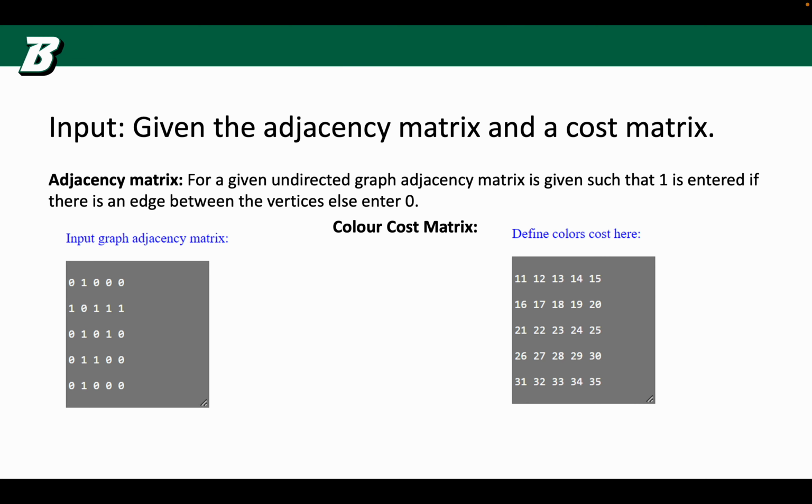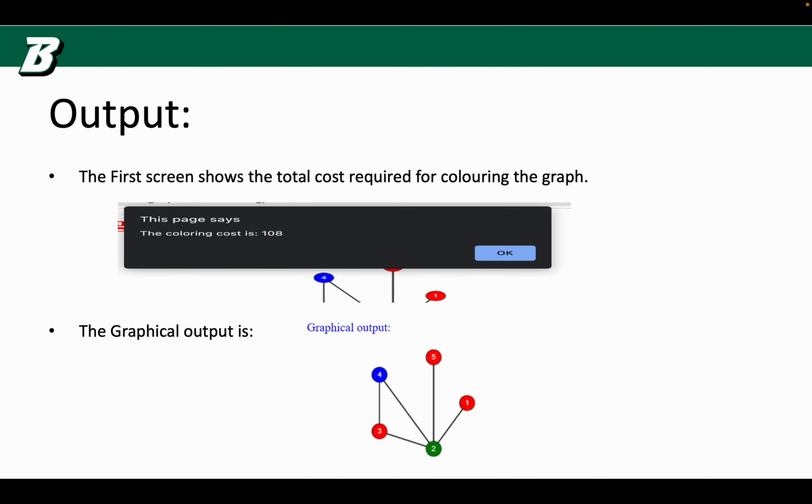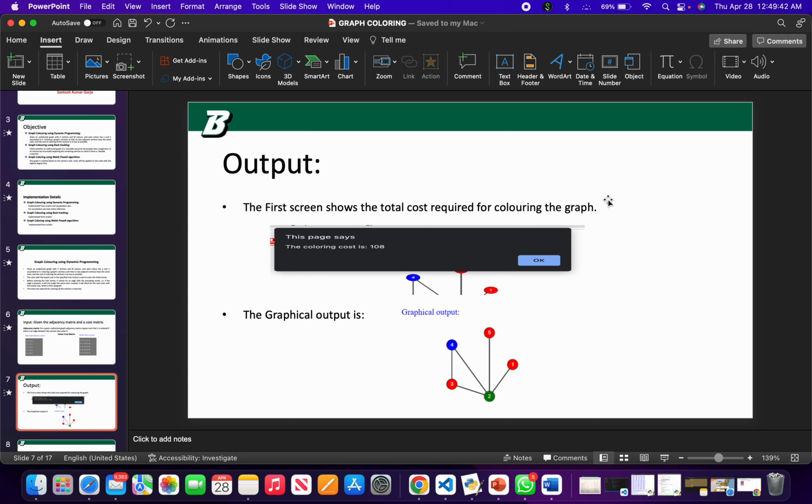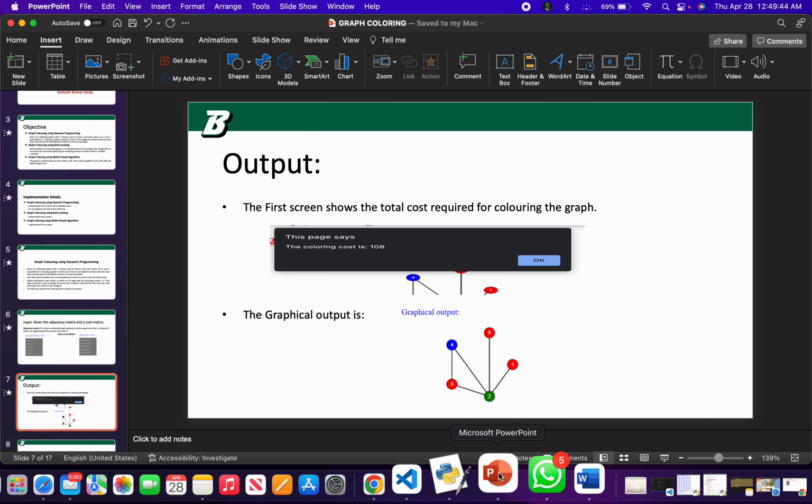This is the input adjacency matrix that we are going to give, and the associated color cost matrix we are going to give. And here we are displaying the total coloring cost of the graph, and also the final output image for this algorithm. Let's get into a detailed demo for this.